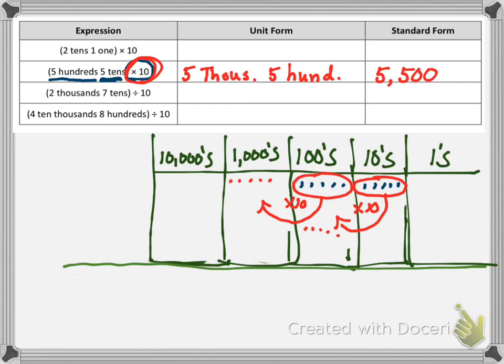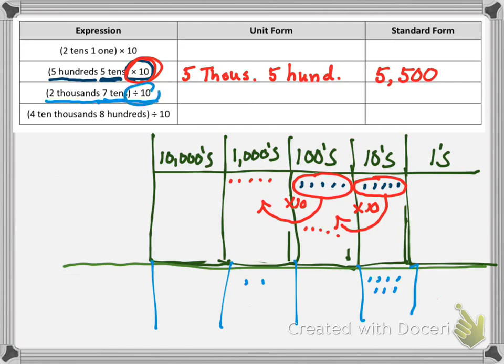Now we also can do this with division. Let's look at the next problem. 2 thousands, 7 tens divided by 10. So let's use our place value chart to model this. All right, how many are in the thousands? We have 2. 1, 2. How many are in the tens? We have 7. So we have 7 tens. 1, 2, 3, 4, 5, 6, 7.